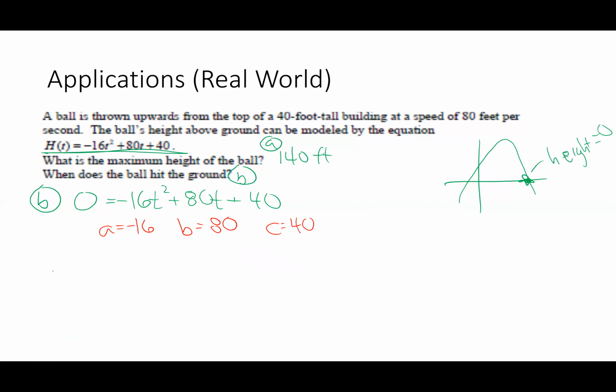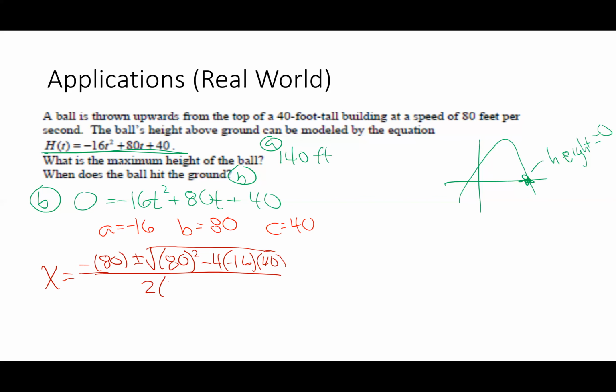All right, so negative b plus or minus the square root of, oh gosh, these numbers are going to be grisly, b squared minus 4ac, all over 2a. All right, so we've got some work to do here.